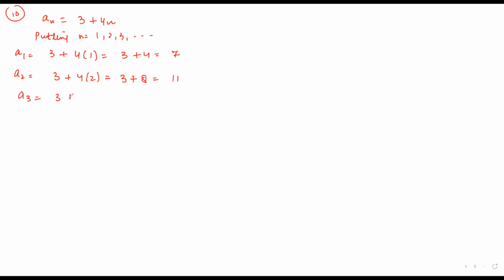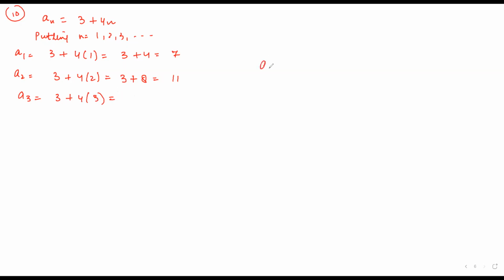Ma'am, so we should just substitute the values of n? Yes. In this case, a1, a2, a3 are not given, but the nth term is given. It is in terms of n, so you can put values of n, you will get a1, a2, a3, right?